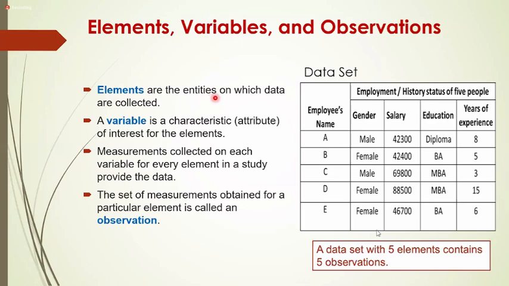Elements are the entities on which data are collected. So from whom did we collect the data? Employees. That is the answer, right? Elements are the entities on which data are collected. So employee is an element. So here, how many elements are there? 5 employees. So 5 elements are there.